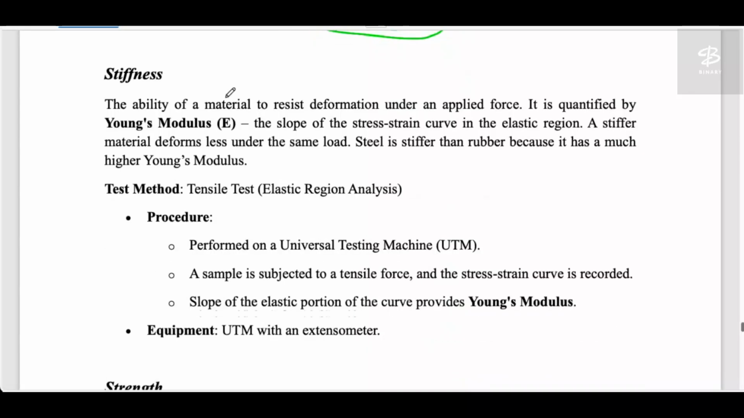Talk about the stiffness. What is the stiffness? The ability of the material to resist the deformation under the applied force. Simply, the Young's modulus of elasticity is known as your stiffness. If a material has a higher Young's modulus of elasticity, it means it can resist the force more. So basically, it defines how strong the material is. I mean, basically, it's stiffer.